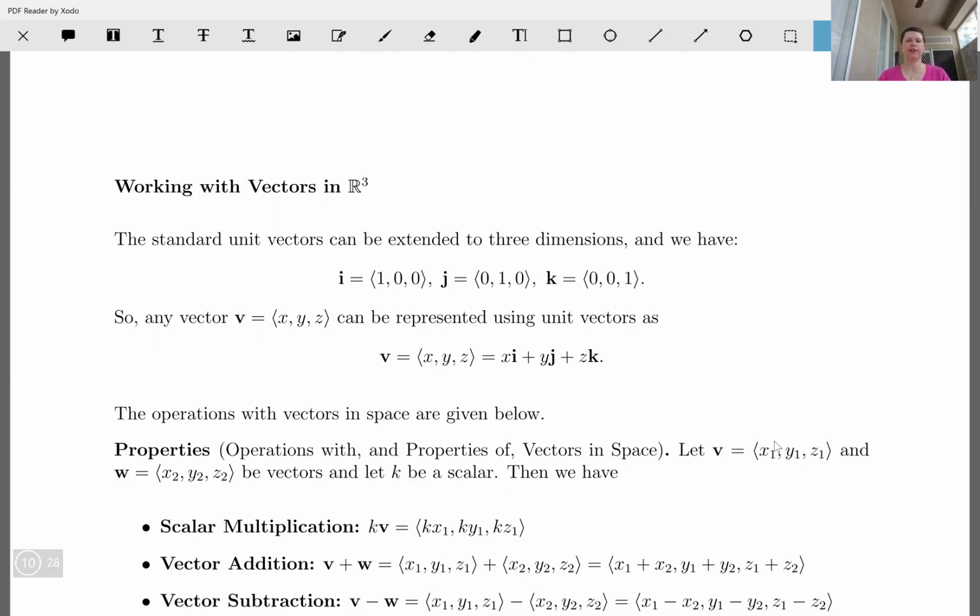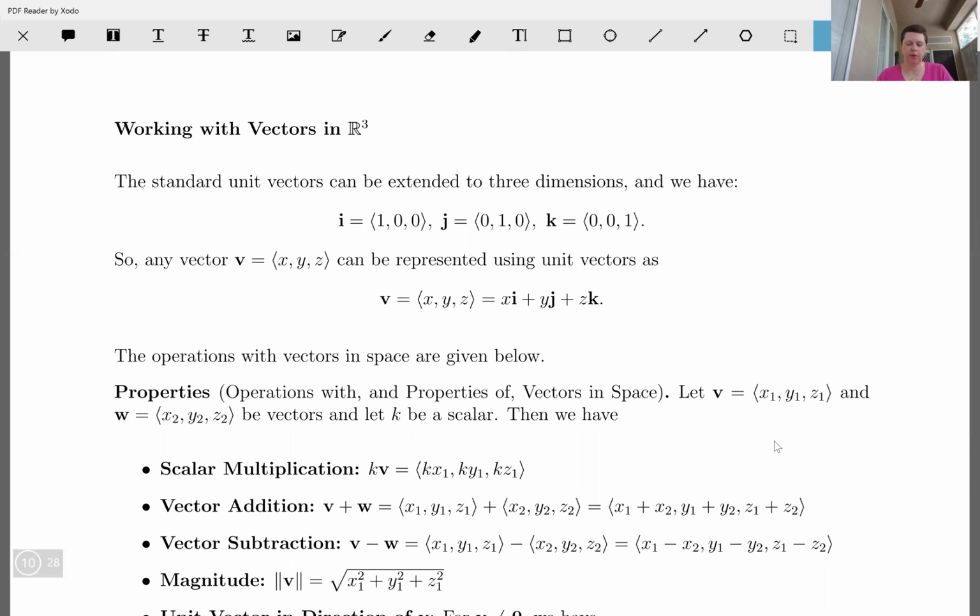We can extend the standard unit vectors to 3 dimensions and add 1 for the z. So i is going to be the vector <1, 0, 0>. j is going to be the vector <0, 1, 0>. And k is going to be the vector <0, 0, 1>. So any vector v, being <x, y, z>, with our angle brackets, can be represented using unit vectors as x times i plus y times j plus z times k.